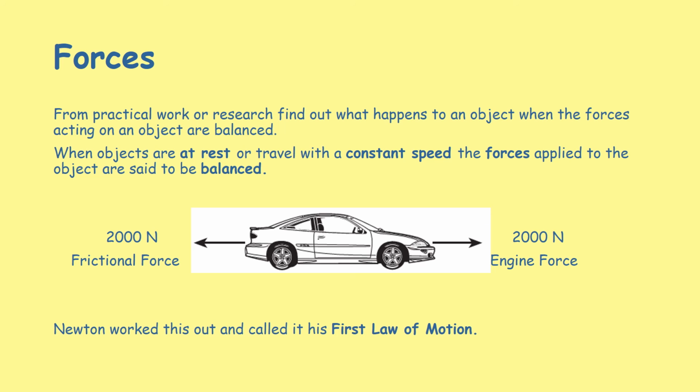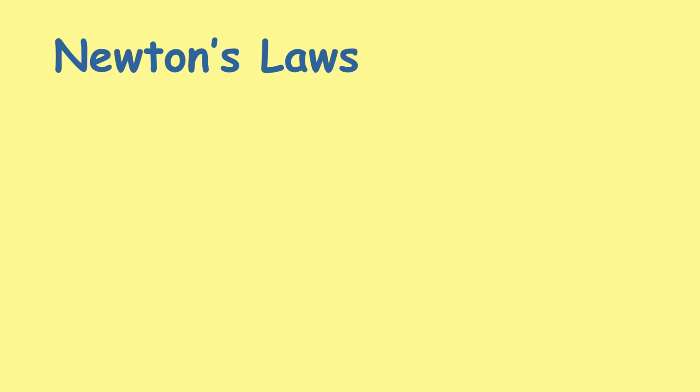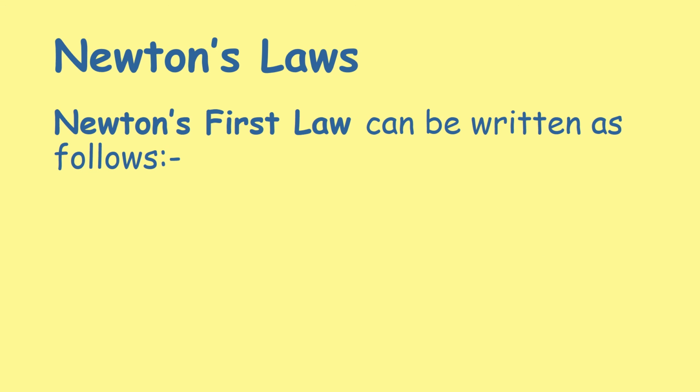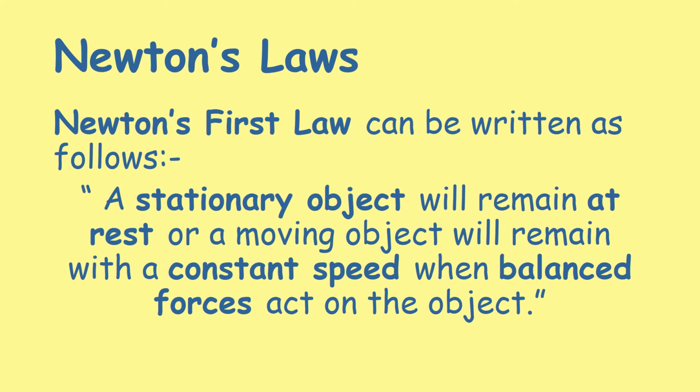Newton worked this relationship out and called it his first law of motion. We can state Newton's first law of motion as: a stationary object will remain at rest, or a moving object will remain with a constant speed, when balanced forces act on the object.